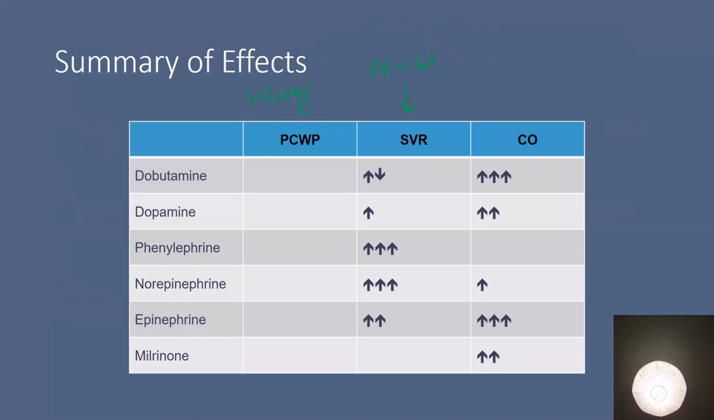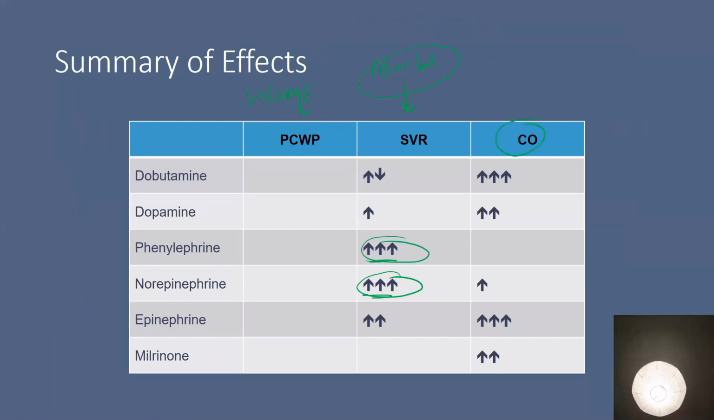Then we want to think of things that are going to increase the SVR. And so typically, vasodilation, that's our primary problem in sepsis. And you see we've got norepinephrine and phenylephrine being the two most potent. And those are consistent with when we tend to use them. Norepinephrine first, and then phenylephrine later.